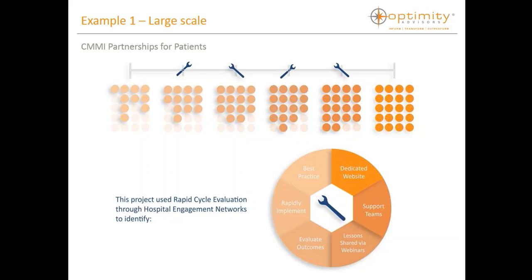2010 to 2014, we provided support to the national content team. This involved program evaluation and content development support for the public-private partnership over 3,200 hospitals. This project used rapid cycle evaluation through the hospital engagement networks to identify best practice, rapidly implement these, and evaluate the outcomes. Best practice was gathered through rapid evidence assessments, and evaluation of the outcomes was done by an independent third party. Lessons learned were shared using webinars, facilitated by support teams, and a dedicated website.